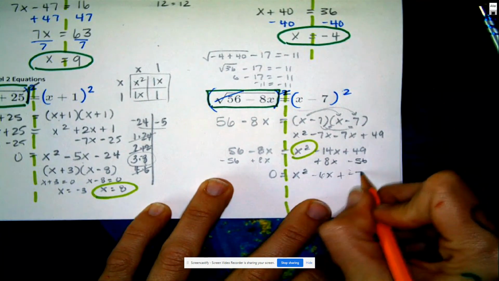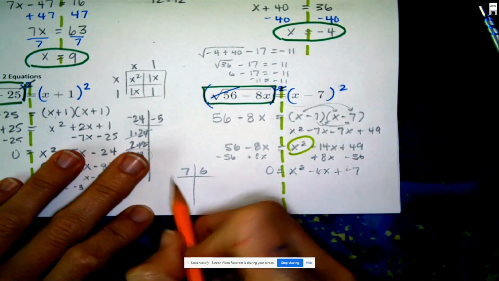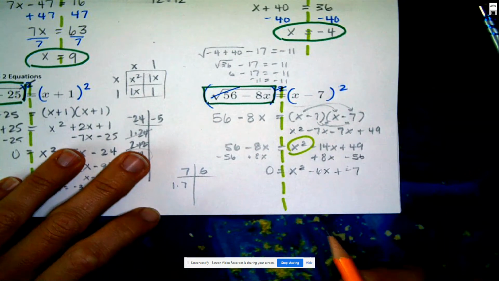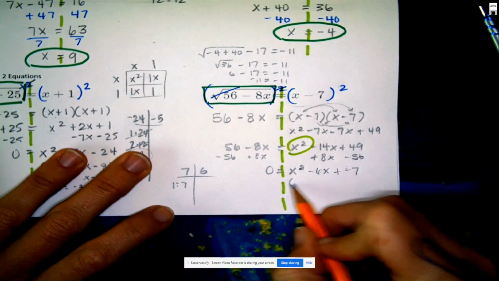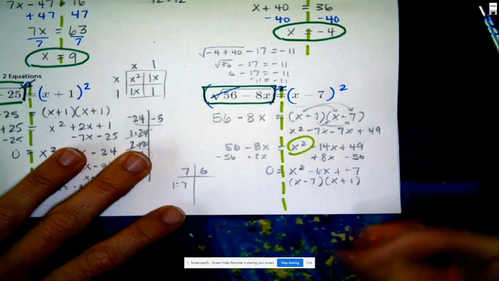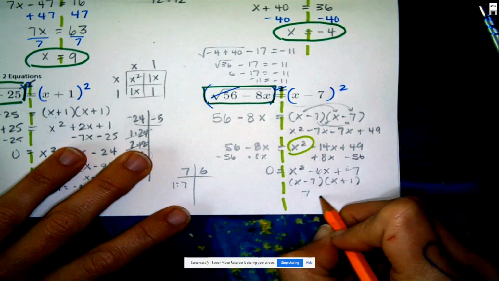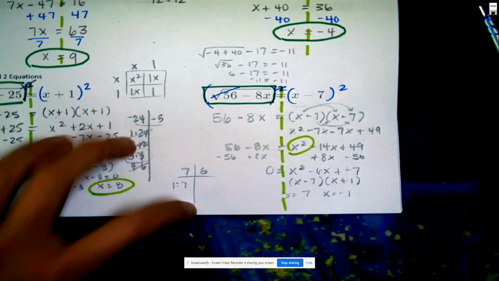Negative 7. So factors of 7 that will add or subtract to give me 6. The only factors of 7 are 1 and 7. We need b to be negative, so our big guy is going to be negative. So x minus 7, x plus 1. That's going to give me a positive 7 possible answer and a negative 1 possible answer. So we're going to plug these in and check them.